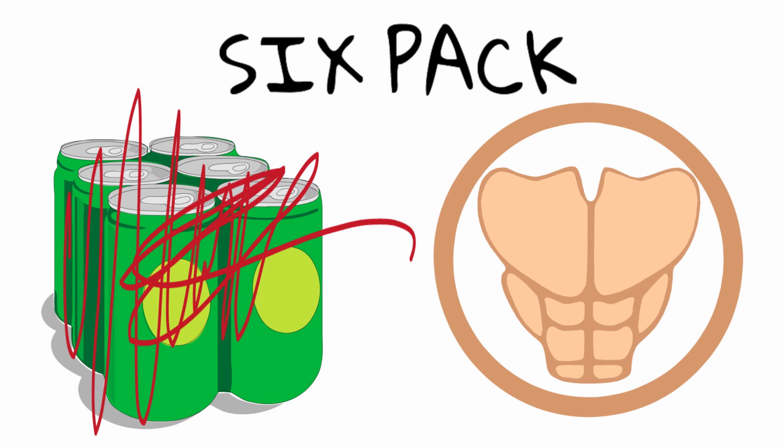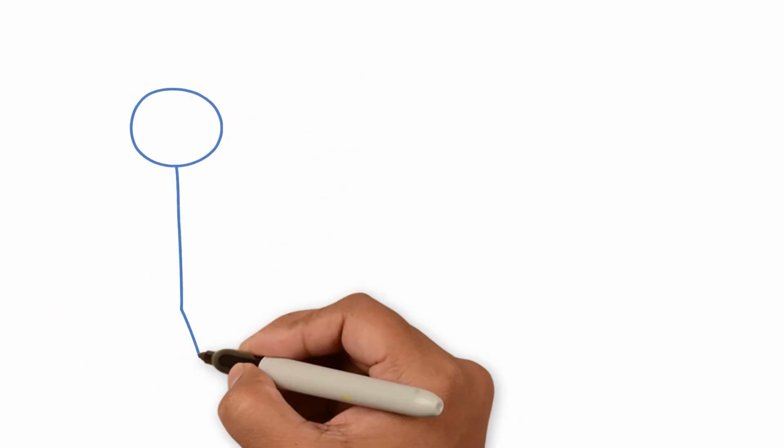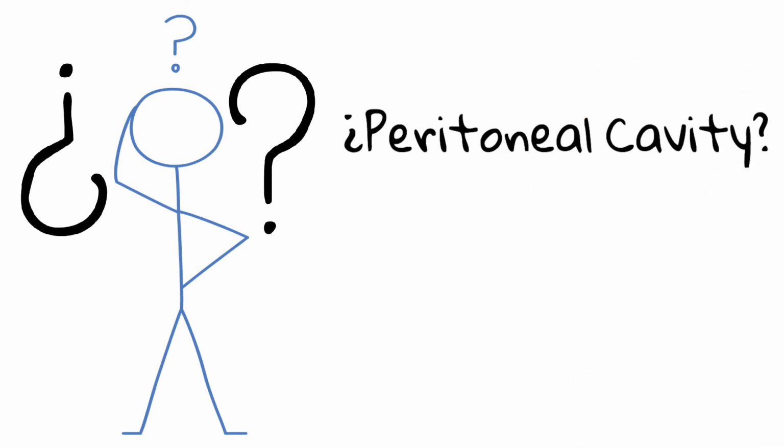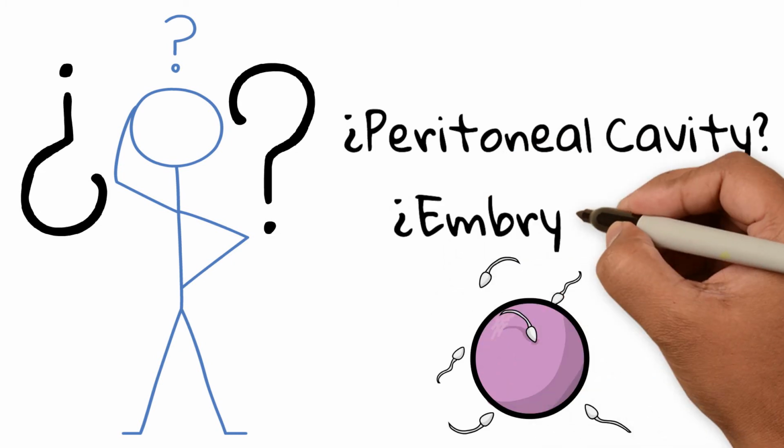This six-pack. So that concludes the first part of the anatomical overview of the abdomen. So stay tuned for part number 2, where we will discuss a little bit more about the peritoneal cavity and talk a little bit about embryology.